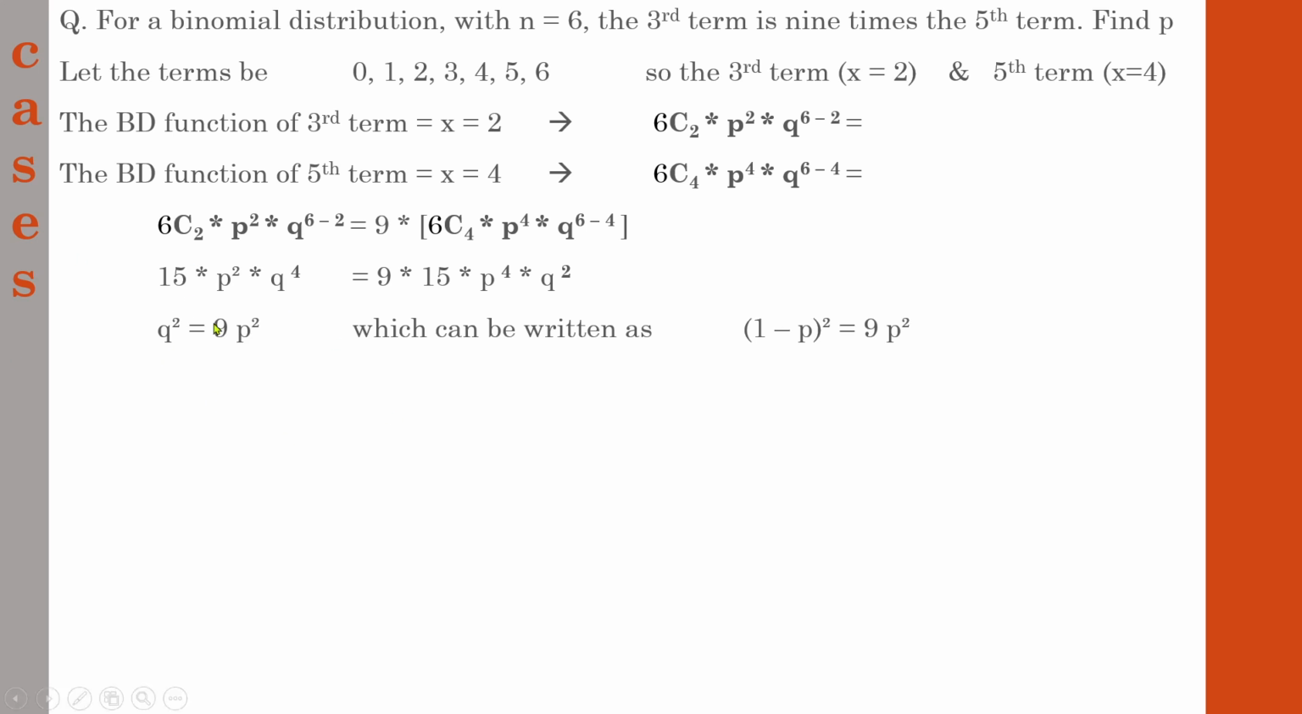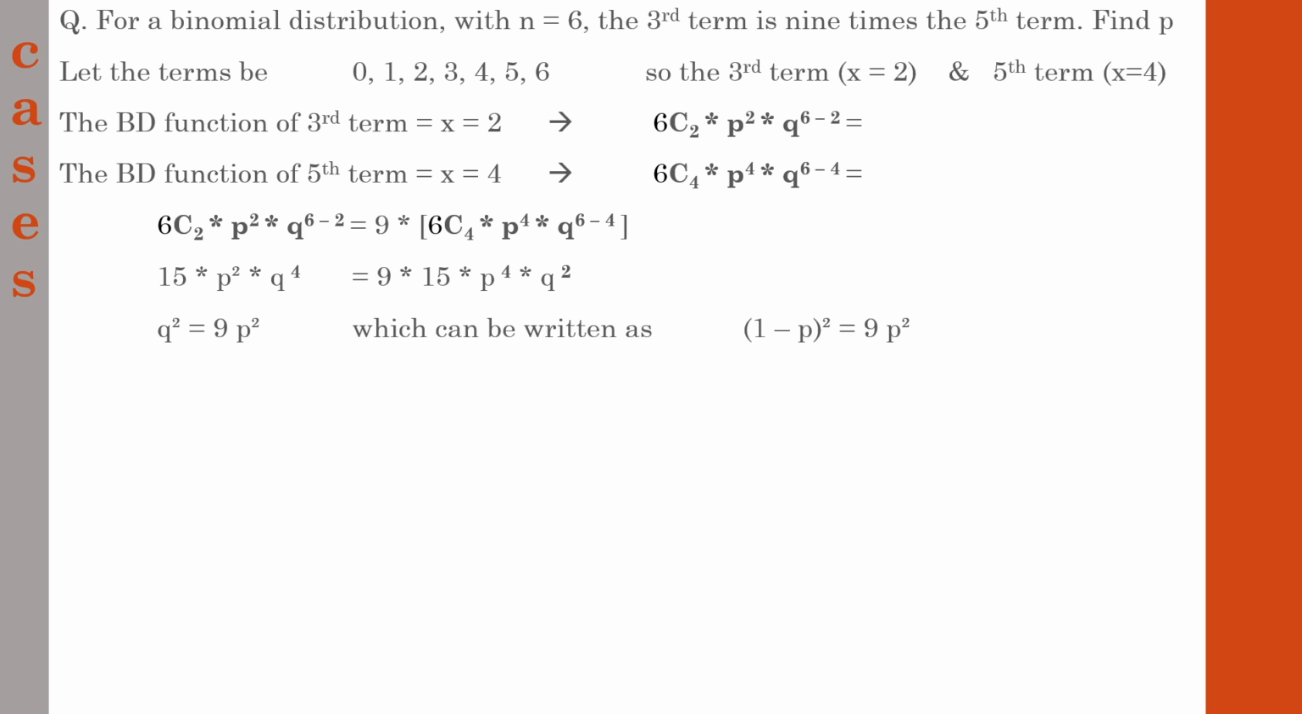So 15 and 15 will be cancelled, and here the numerator is p squared and the denominator is p to the 4, so the p squared and p to the 4 will be cancelled and there will be p squared remaining in the denominator. In the numerator there is q to the 4 and in the denominator q squared, so the denominator q's will be cancelled because there are only 2 q's, and in the numerator there are 4 q's. So finally you will get 9 equal to 15 q raised to 2 divided by 15 p raised to 2.